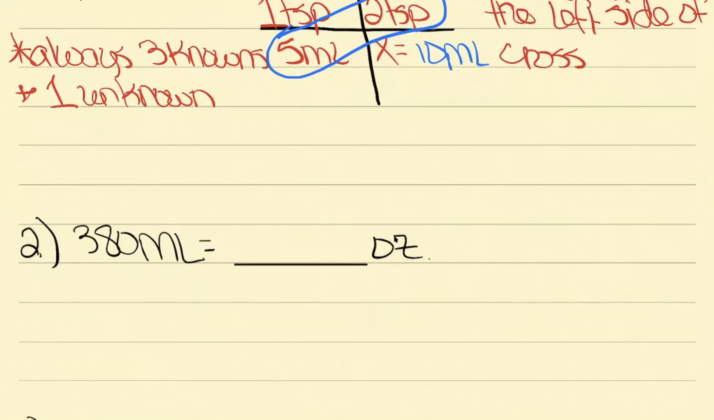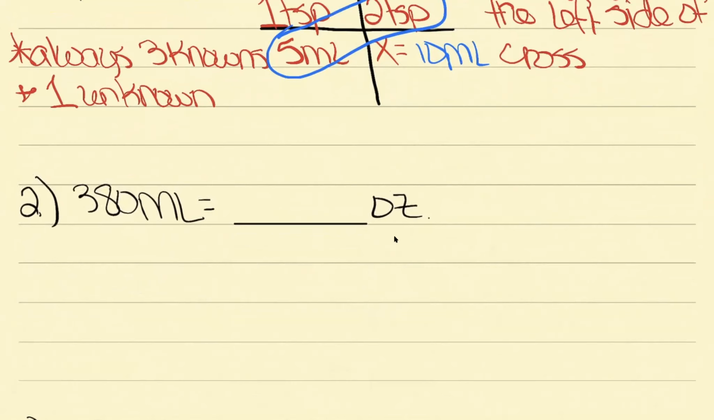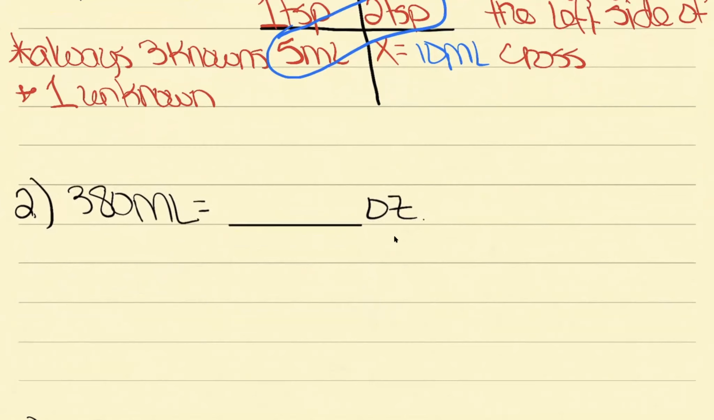Moving on to number 2. Okay, 380 milliliters is equal to how many ounces? So once again, we look at the relationship between the units, milliliters and ounces. Do we have a conversion that links milliliters and ounces together? We do.